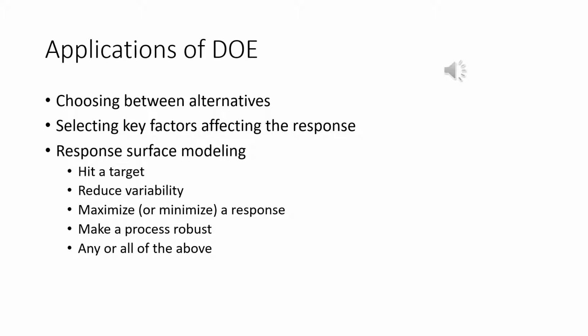But you can start to model this thing mathematically. You can hit a certain target. What do you want the result to be, right? You can reduce variability. You can just make it the same way all the time. You can maximize or minimize the response, whatever you need. You can make the process more robust. In other words, it's tough to screw it up. And you can do any or all of the above in combination, right? You don't just have to focus on one.